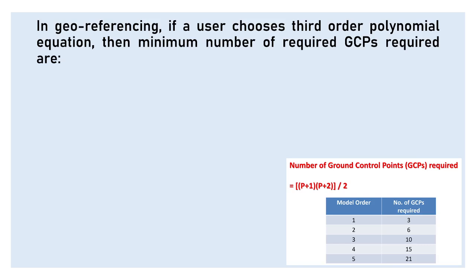So in georeferencing, if a user chooses third order polynomial equation, what is the minimum number of required GCPs? I've already given the diagram here so it's easier for you, but you can just do the calculation and tell me if that's possible. You're familiar with the idea of ground control points, right? So the minimum number of ground control points required if the user is using a third order polynomial.